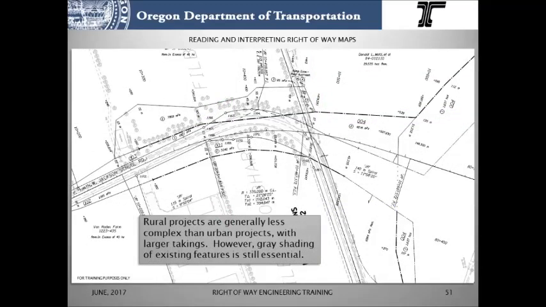Now, rural projects are generally less complex than urban projects, and they have larger takings. But the gray shading is still important, maybe even more important. In this case, we have an orchard there, and it would just block out everything if the gray shading wasn't applied.